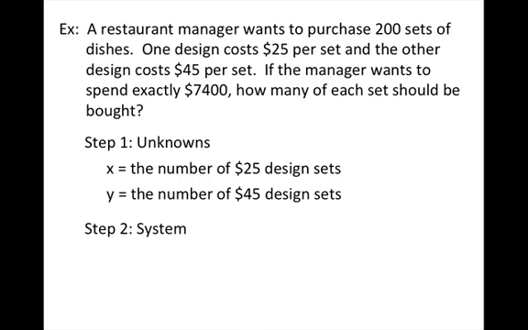So now let's look at our system. I want to find two types of information that the problem tells me about these sets of dishes. Well, first, the manager wants to purchase 200 sets. If X is the number of $25 sets and Y is the number of $45 sets, if I add the numbers of each set bought, that should equal 200. So the total number of sets is going to give me the equation X plus Y equals 200.